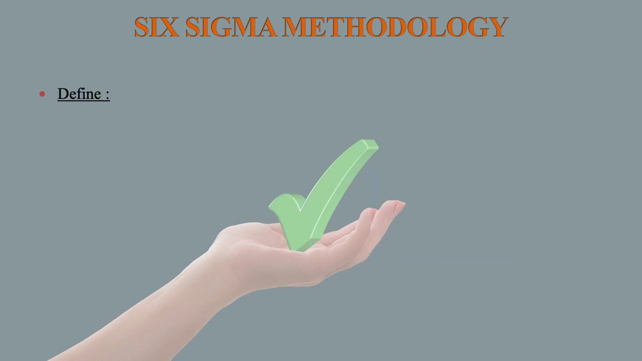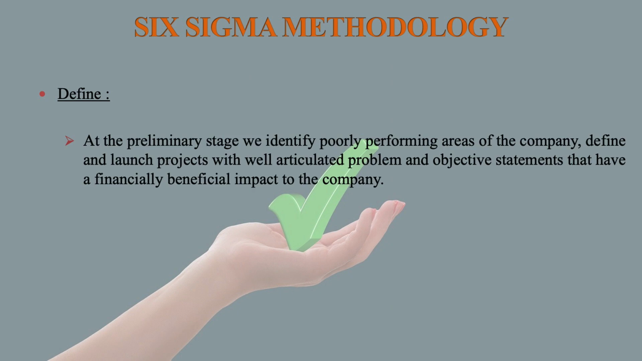Define. At the primary stage, we identify poorly performing areas of the company, define and launch projects with well-articulated problem and objective statements that have a financially beneficial impact to the company.